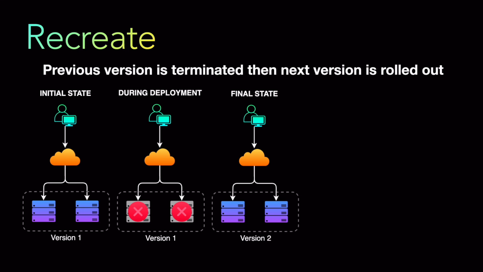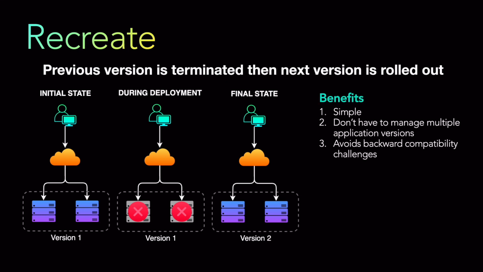So during deployment, you shut down the service, and the new version is rolled out after the previous version is completely terminated. So what are the benefits? It is simple to do, it's not very difficult, it's straightforward. You don't have to manage multiple application versions, like you are not managing version 1 and version 2 at the same time, right? It avoids any backward compatibility challenges, because when you are rolling out version 2, you are not maintaining version 1, so you don't have to understand whether the behavior is the same in both the versions or not.